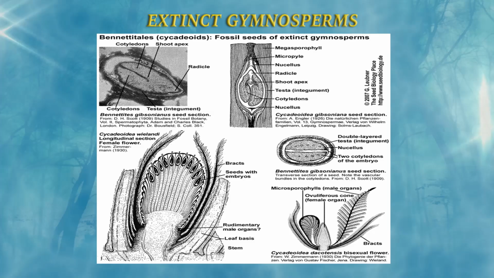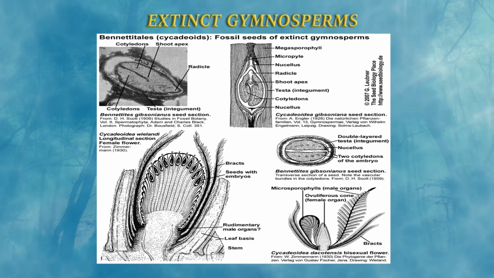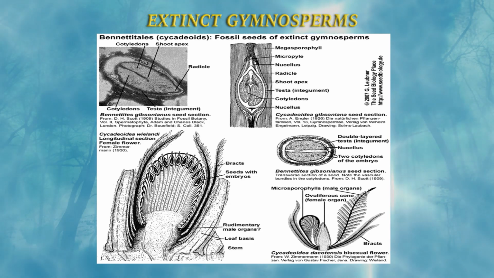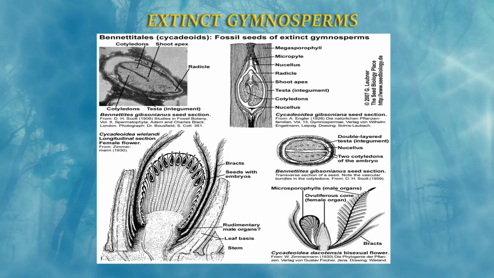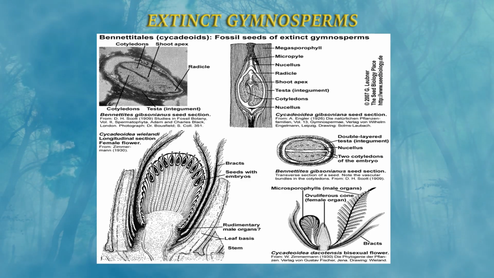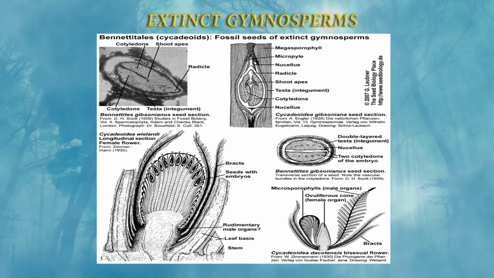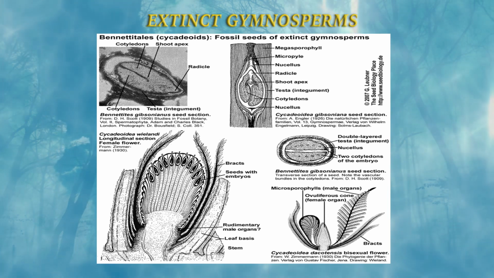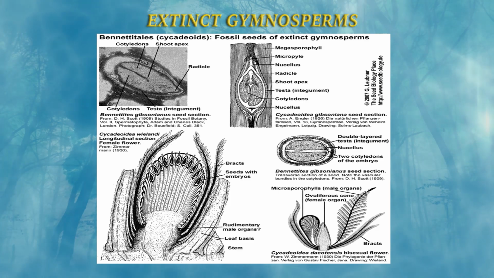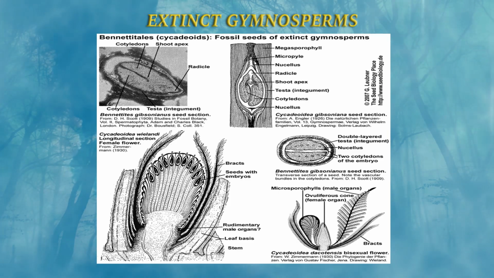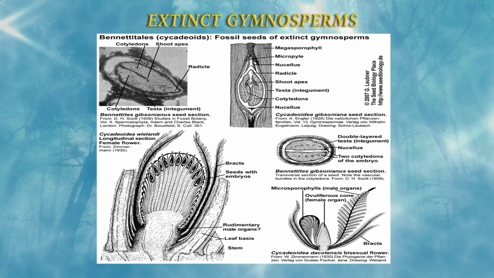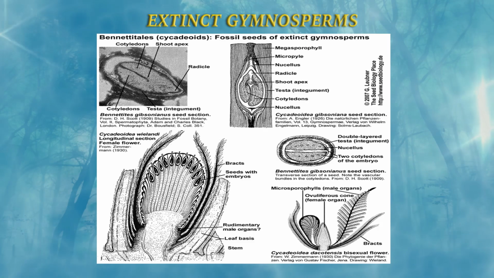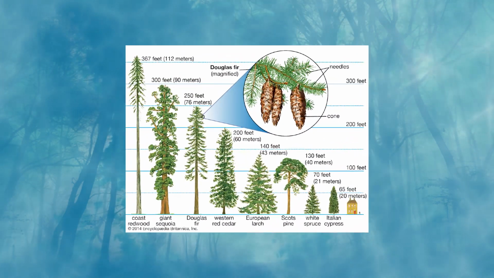There are lots of classes of Gymnosperms that have become extinct, and biologists have said that the flower of angiosperms came into existence from these Gymnosperms. We don't find them living, but we are finding their fossils, and it indicates that the flower arose from these Gymnosperms. They are the big trees.